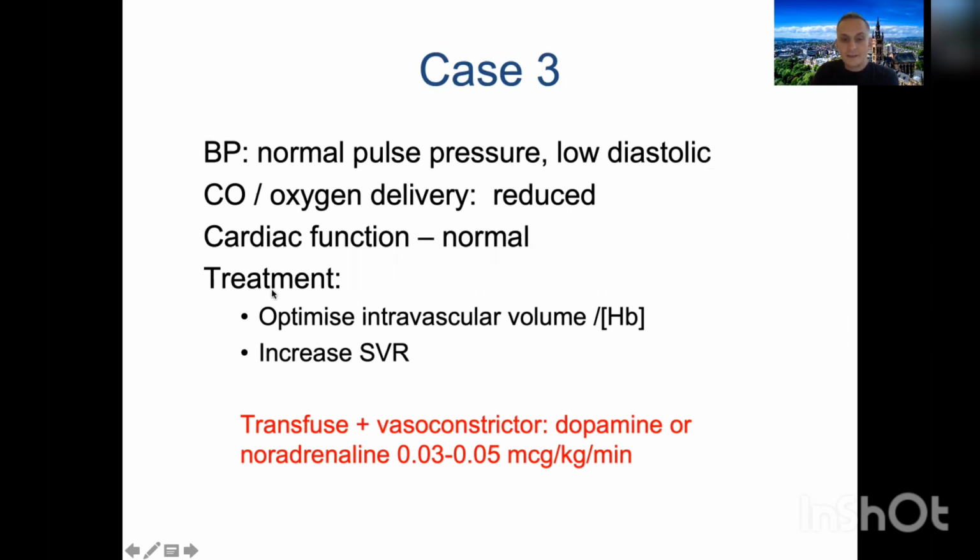So our treatment here is not to target cardiac function because it's normal, but instead to optimize intravascular volume and oxygen carrying capacity. And in that case, I would actually give this baby some red blood cells. And we also need to think about increasing the systemic vascular resistance, because remember that that's what's contributing to a low diastolic pressure in this baby. And I would do that by using a mild vasoconstrictor, in this case probably dopamine or low dose noradrenaline.